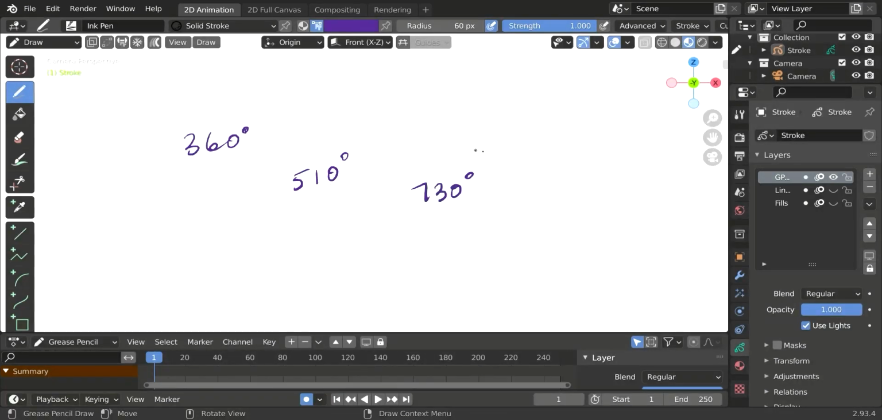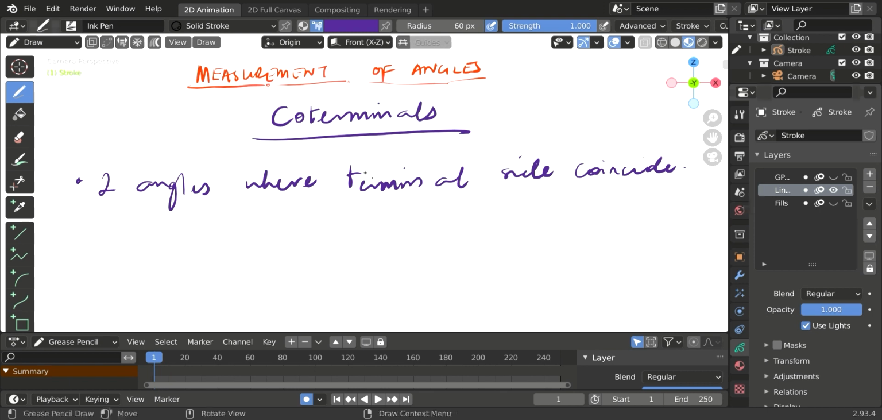But a circle is 360 degrees. So what is this? This is basically where coterminal comes in. So coterminals, this is the definition: it's two angles whose terminal sides coincide. So remember, what is a terminal side?